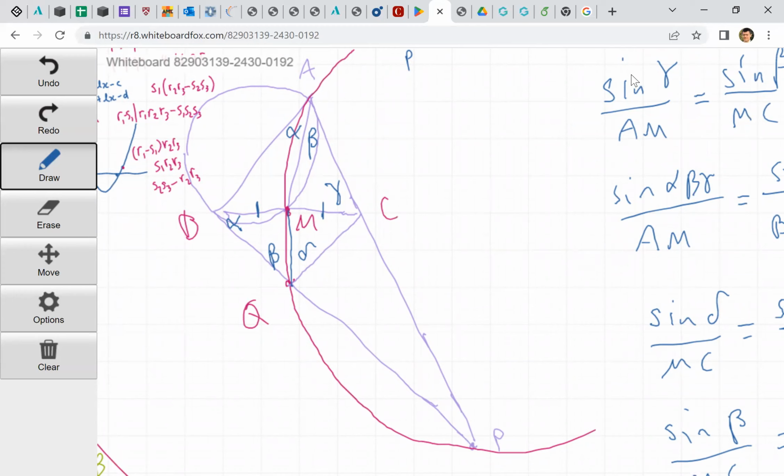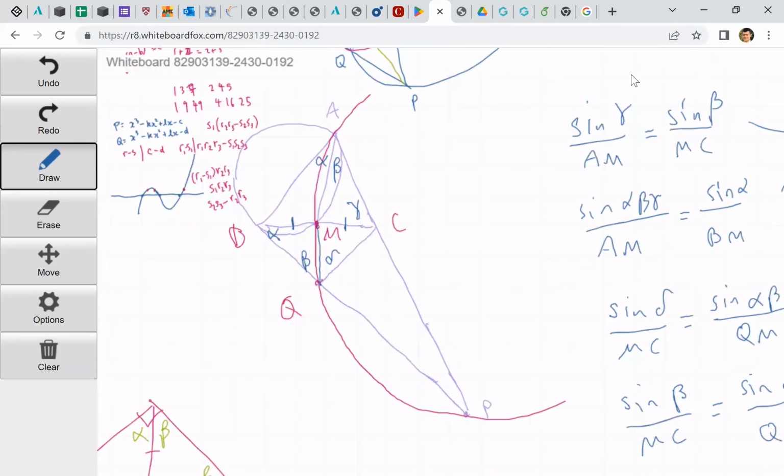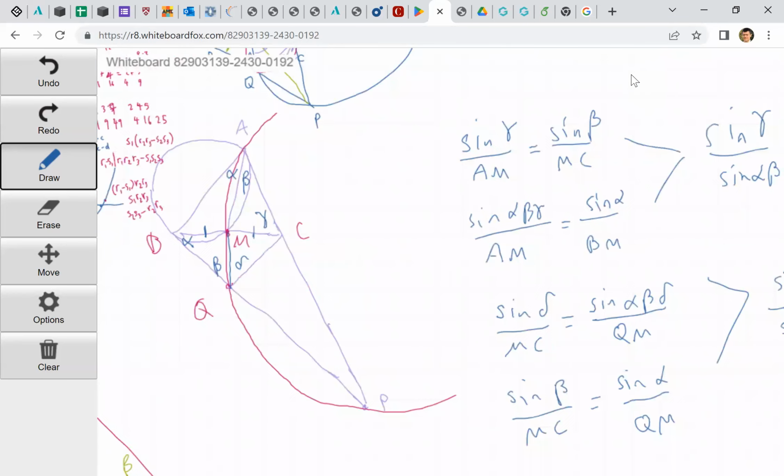So the first thing was to do a sine rule on alpha, beta, gamma. So AMC, use the sine rule on AMC. Always use the sine rule on AMC. Or the cosine rule. Yeah, same. So we ignore this first one.